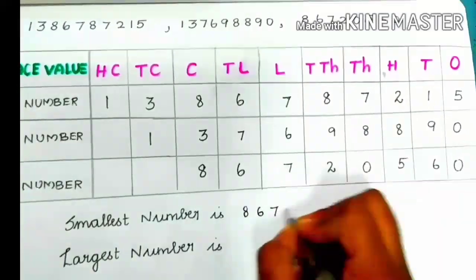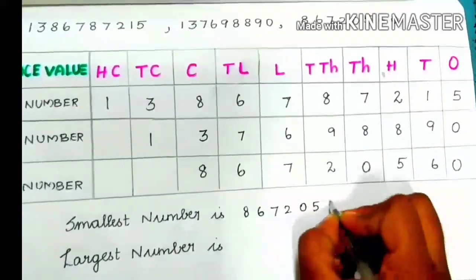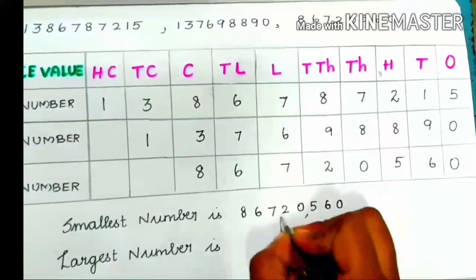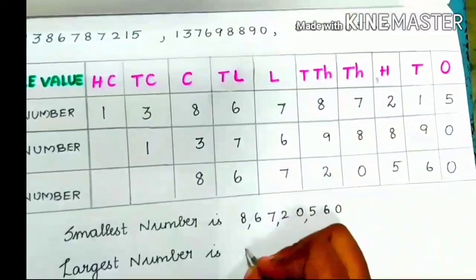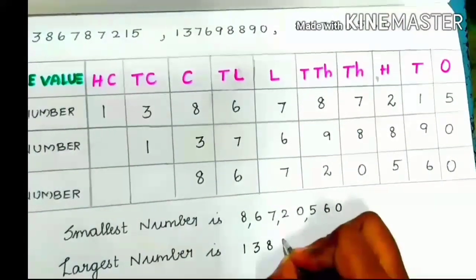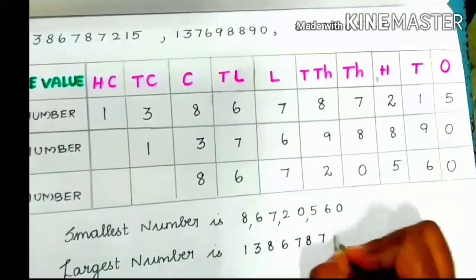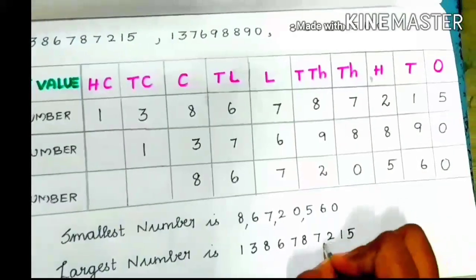The smallest number is 8 crore 67 lakh 20,560. Put the commas according to the place value. And the largest number is 138 crore 67 lakh 87,215.